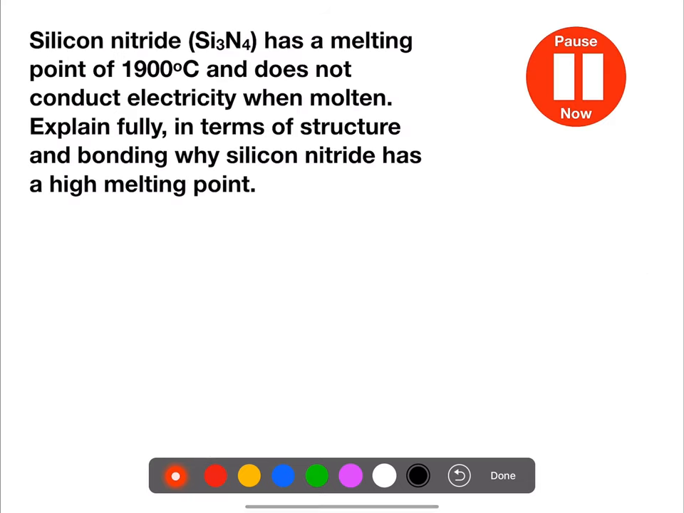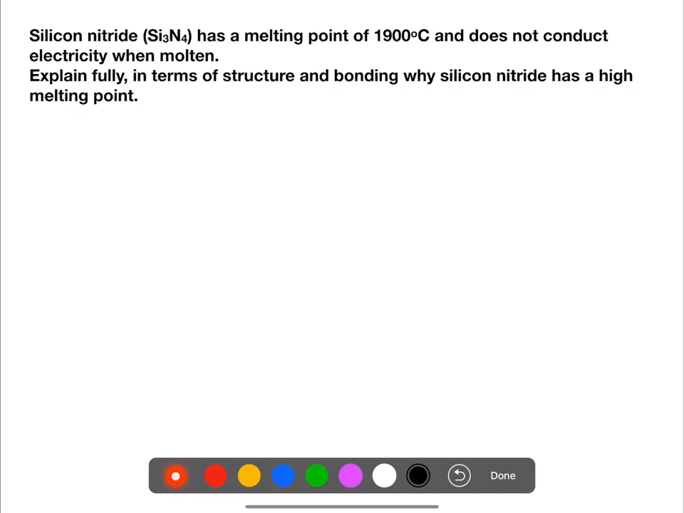Pause the video now and try this example. Silicon nitride has a melting point of 1900 degrees and does not conduct electricity when molten. Explain fully in terms of structure and bonding why silicon nitride has a high melting point. So this is asking you to understand the different properties of the different types of bonding. So we have a very high melting point and it does not conduct electricity when molten.